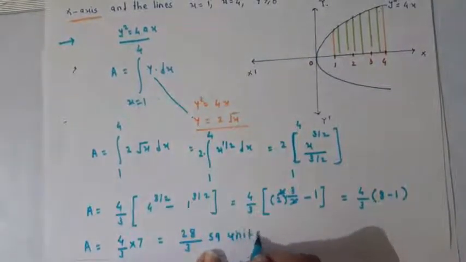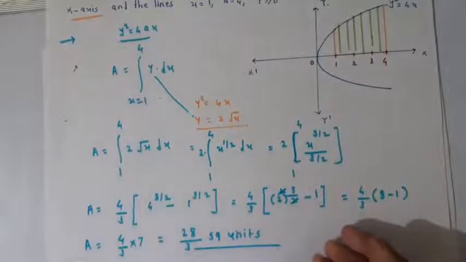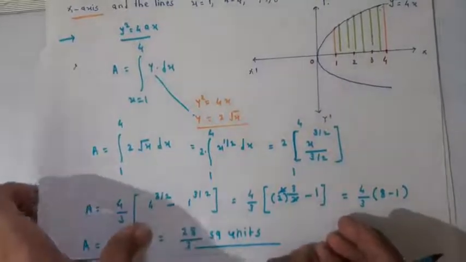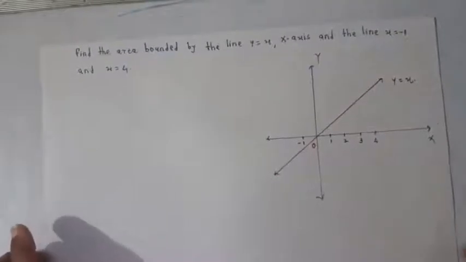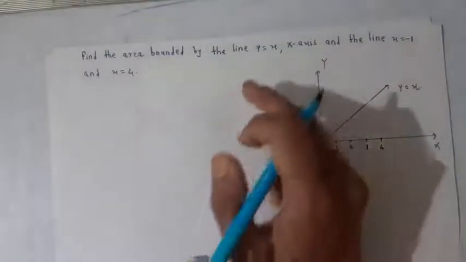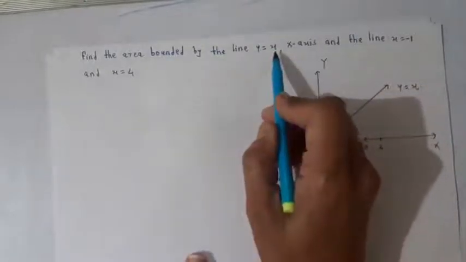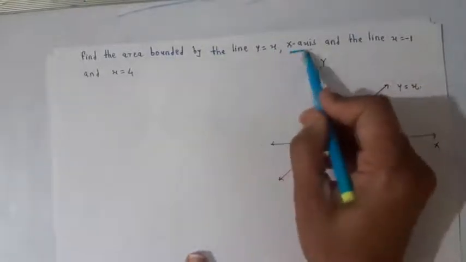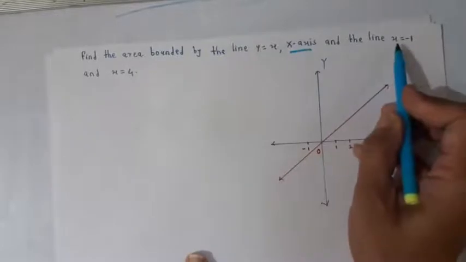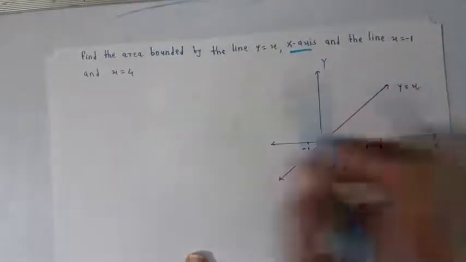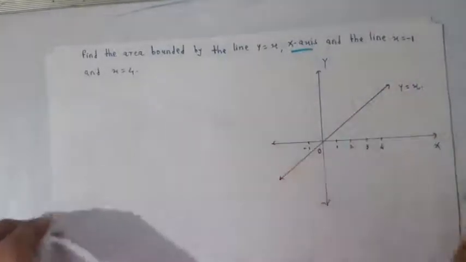In this way we have to find out the area. Now let us consider another example. Find the area bounded by the line y equal to x, the x-axis, and the lines x equal to minus 1 and x equal to 4.